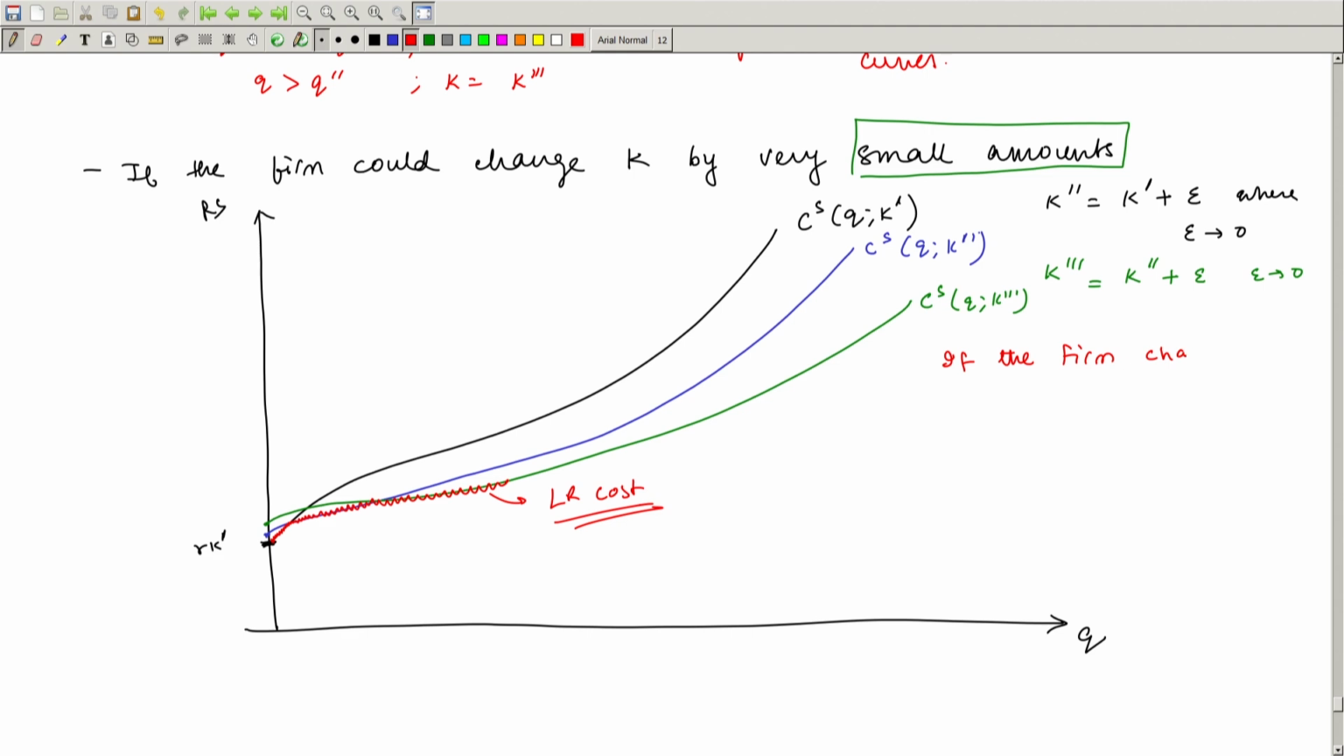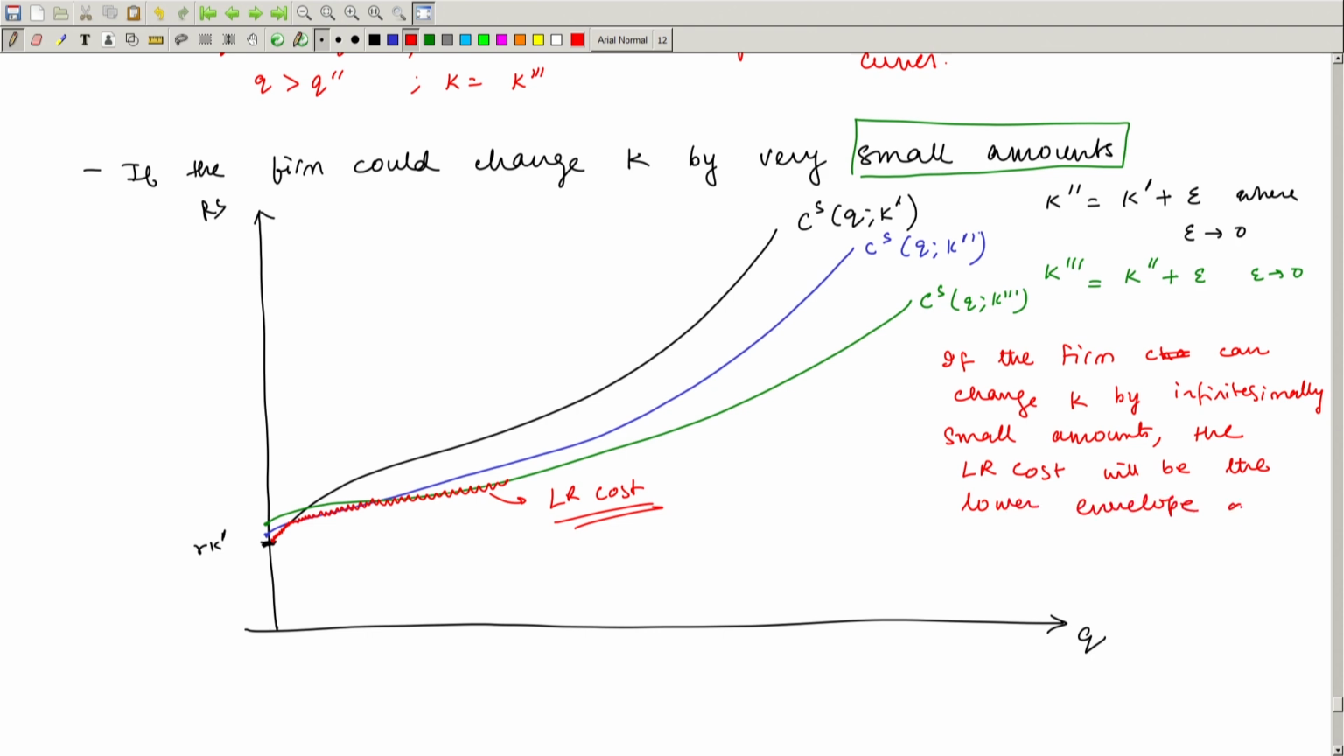if the firm can change k by as small amounts as you can think of, infinitesimally small amounts, the long run cost will still continue to pick the lowest portions of the corresponding short run cost. The long run cost will be the lower envelope of the short run cost curves.